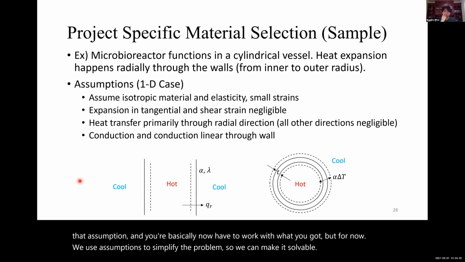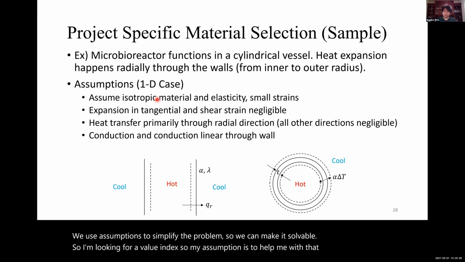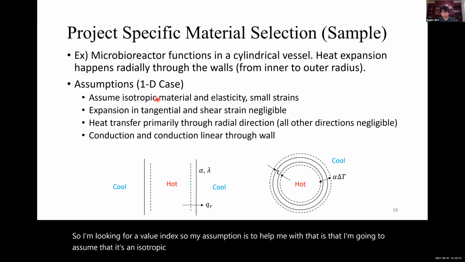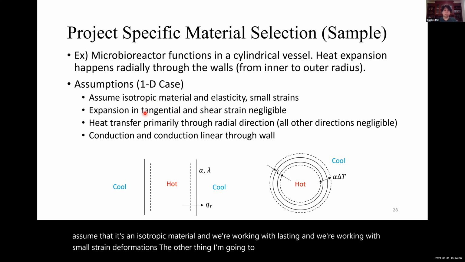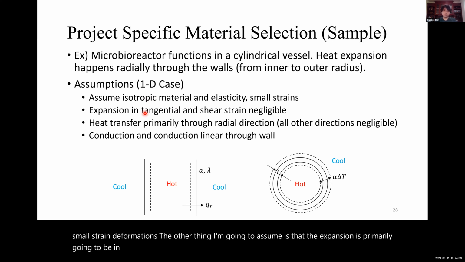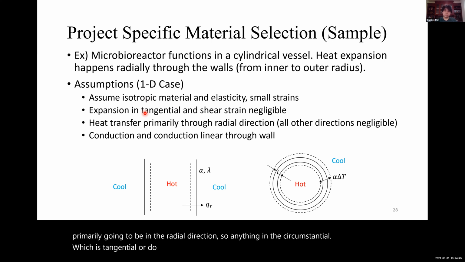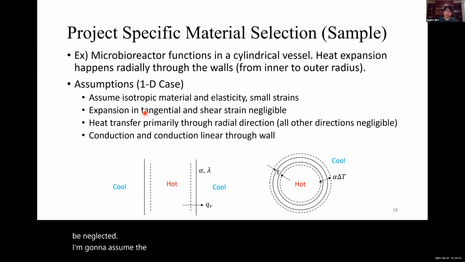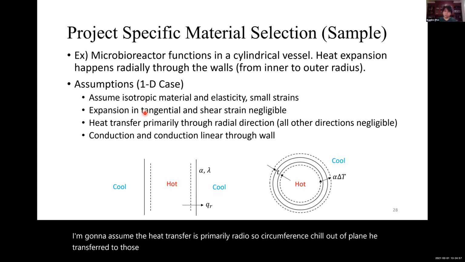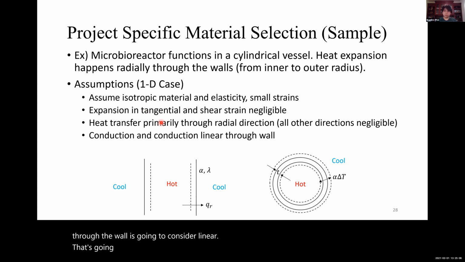I'm looking for a value index. My assumptions to help with that are that it's an isotropic material, we're working with elasticity, and we're working with small strain deformations. I'm also going to assume the expansion is primarily in the radial direction, so anything in the circumferential direction, which is tangential or due to shear strain, is neglected. I'm going to assume the heat transfer is primarily radial, so circumferential and out-of-plane heat transfer in the other two directions are negligible. And conduction through the wall is going to be considered linear, which will simplify one of my cases, as you'll see later on.